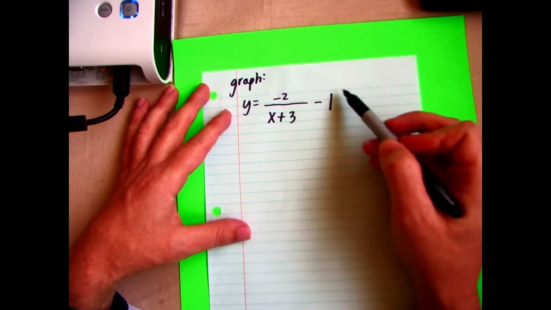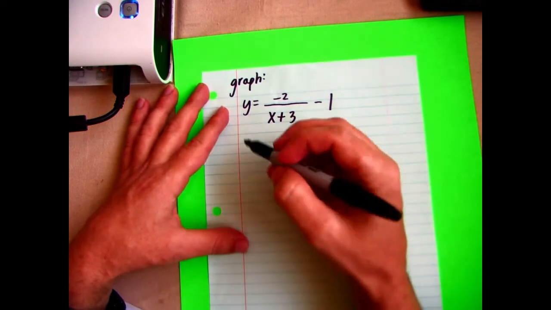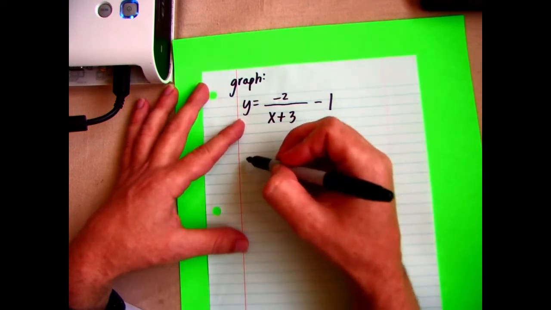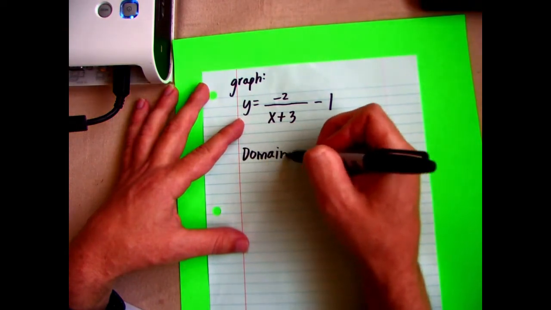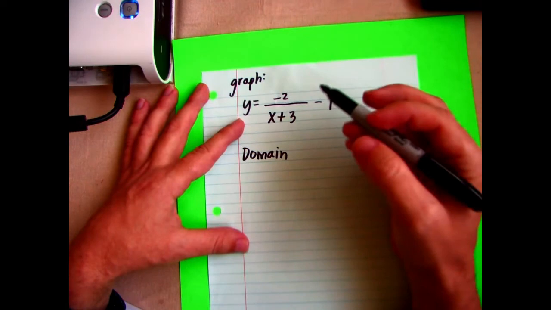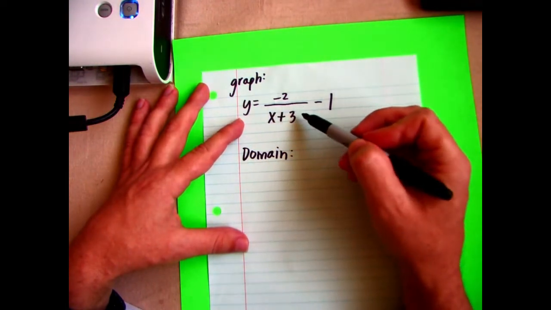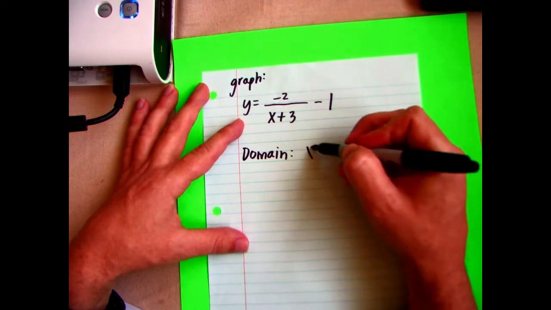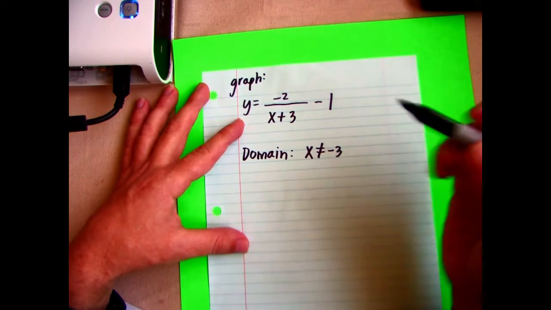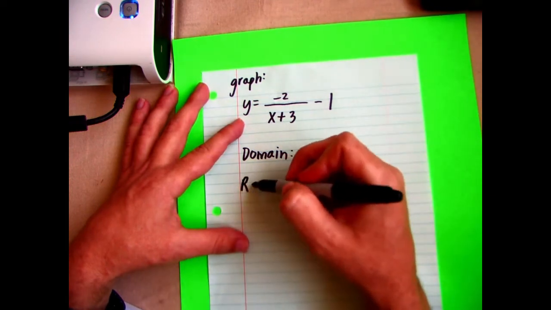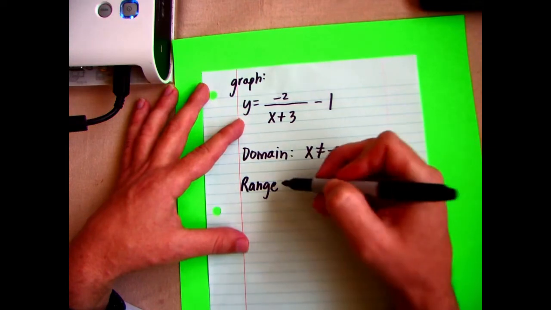So that's how we can come up with y cannot be 0 for our range. Okay, here's another example. This example is a little bit different because we have this minus 1 off at the end. So let's see how that minus 1 comes into play. With all problems, we're going to start with domain and range. So the domain, we're looking for that x value that makes the denominator 0. In this case, it's negative 3. So the domain is x cannot be negative 3.